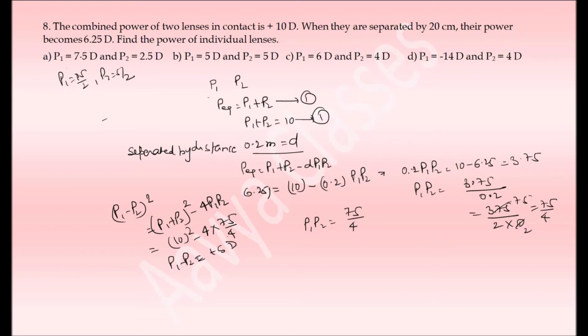So we get two equations: P1 plus P2 is equal to 10 and P1 minus P2 is equal to 5. If we consider this as our equation 2, then if we add 1 plus 2, we get the value of P1, which is equal to 15 by 2, that is 7.5 diopter, and the value of P2, from 1 minus 2, is equal to 5 by 2, that is 2.5 diopter. So option A is correct. P1 is equal to 7.5 diopter and P2 is equal to 2.5 diopter. So we will move to the next problem.